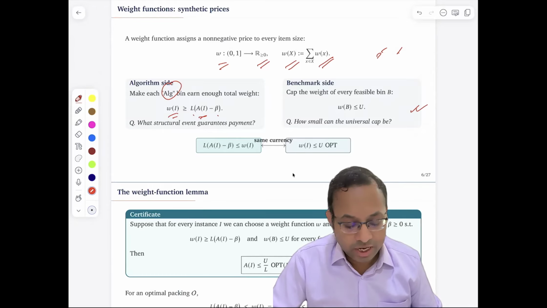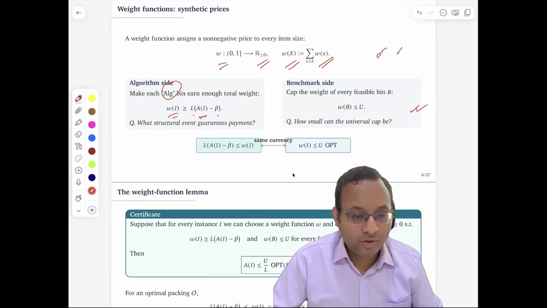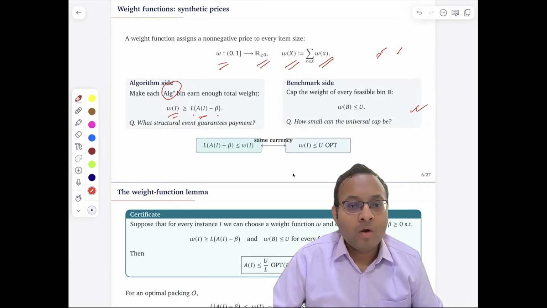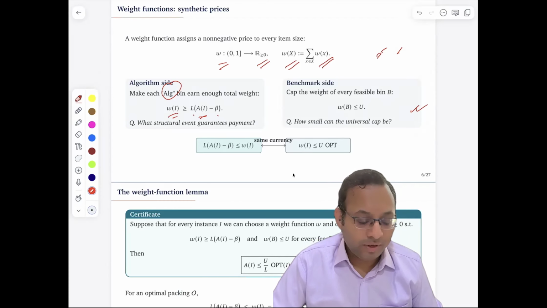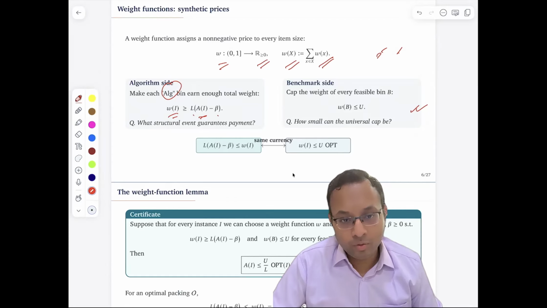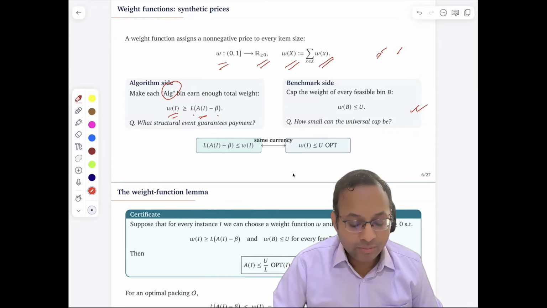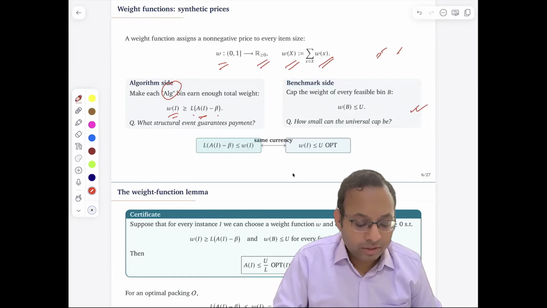So the analysis kind of uses the fact that, okay, what structural event guarantees the payment from the algorithm side, and how small can we make the universal capacity? So there is a dichotomy. If I make weights large, then the algorithm side is good, but the benchmark side will lose out. On the other hand, if we make weights smaller, then the algorithm side will lose out. So there is a tension between these two aspects, and we try to balance it by choosing a good weight function.